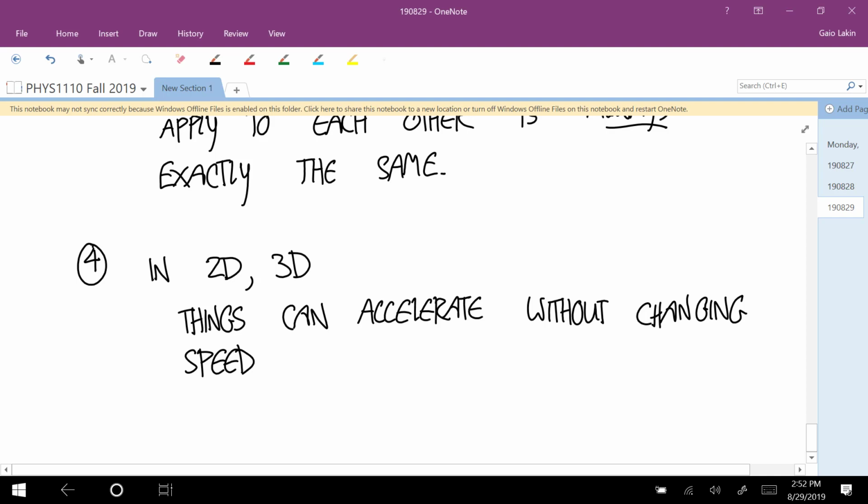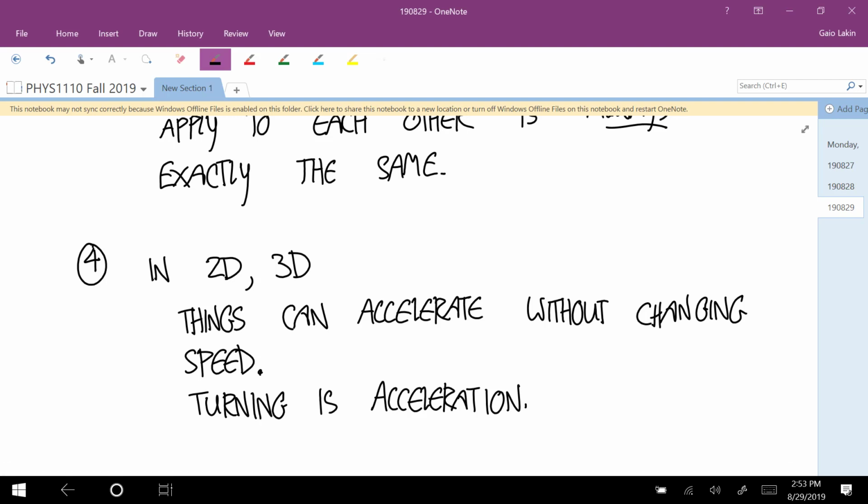In 1D, there's no such thing as turning because you can only go along a line. And that's something that you're just going to have to sort of undo in your head too. The example that maybe makes sense to you about that, well, there's a couple examples.